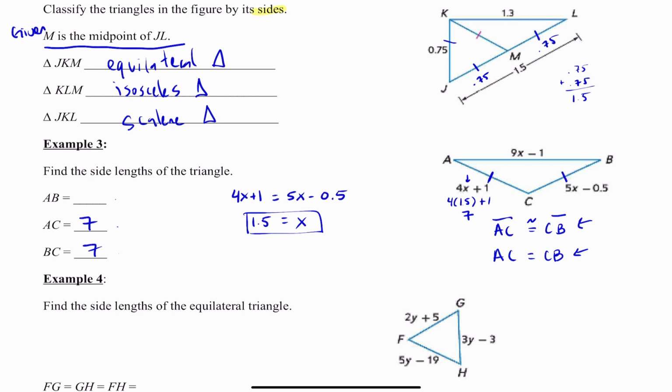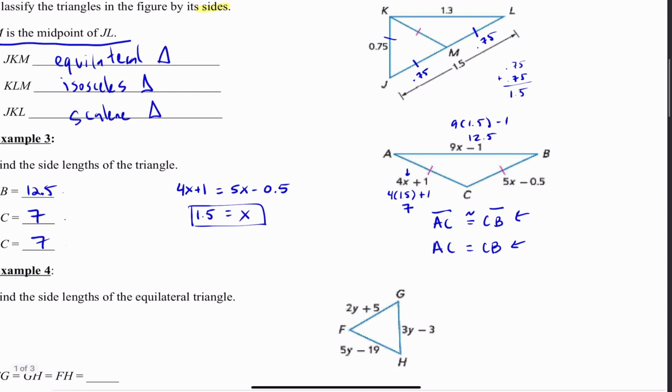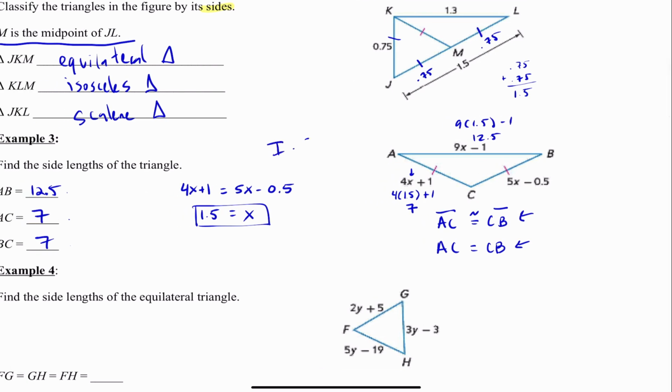But I don't know the length of this side, okay? So I'm going to have to do 9 times 1.5 minus 1, and that's going to give me 12.5. So that is how long AB is. It's 12.5, okay? And what type of triangle is this based on the figure? Well, I can see that originally it has these 2 tick marks here, so it has 2 congruent sides. This is an isosceles triangle. So I'm going to say isosceles triangle, okay?